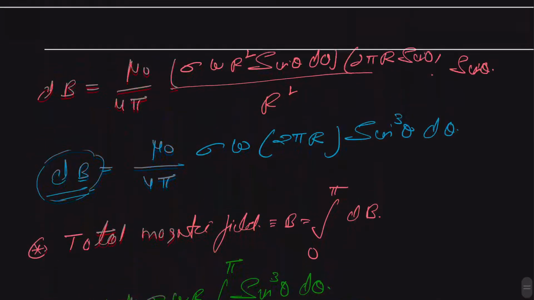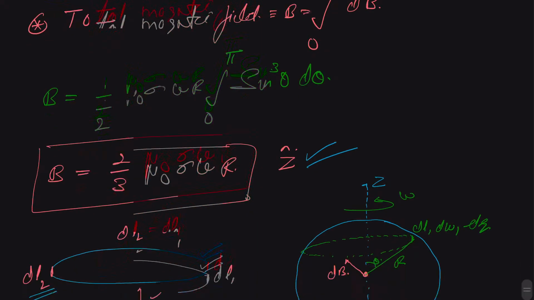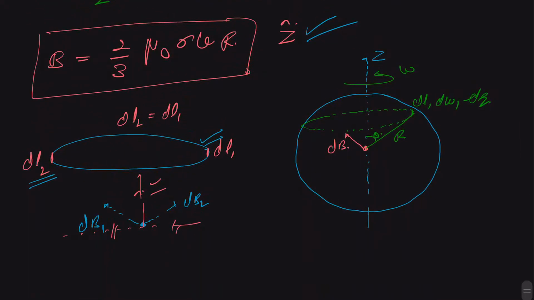Okay. And then we integrate it for our entire sphere, that is 0 to pi. This gives us the total magnetic field at the center of the sphere when it is rotating at a certain angular speed, that is our omega. Okay. So this was a little bit important part here in the last question. Okay. So this completes all the questions.